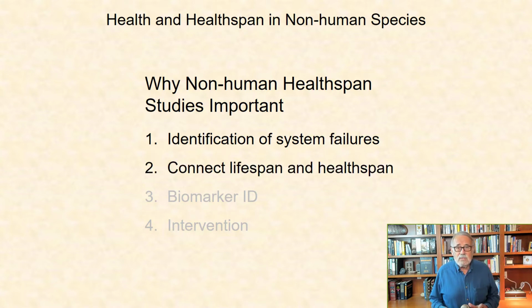Second, establishing connections between lifespan and health span. Studies of functional senescence can shed important light on the mechanistic connections between lifespan and health span. For example, it is often not clear whether manipulations that extend lifespan affect systems equally or selectively. Third, biomarker identification. Studies of health span have the potential to identify biomarkers for aging and health. Such biomarkers will allow researchers to assess whether an intervention aimed at extending lifespan or health span is effective.